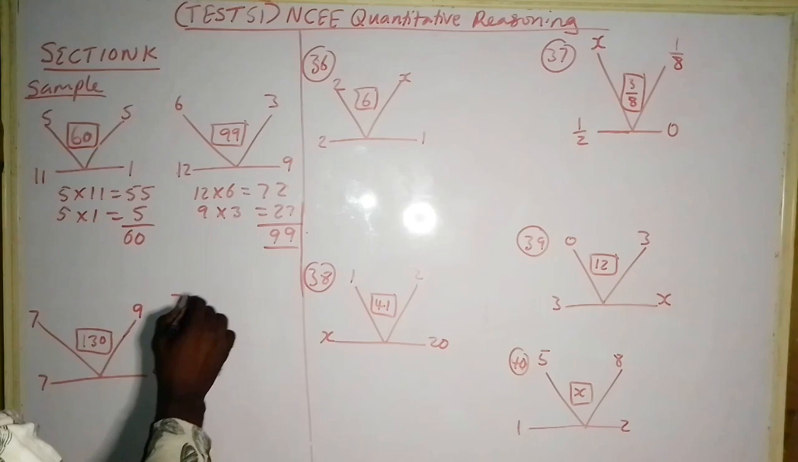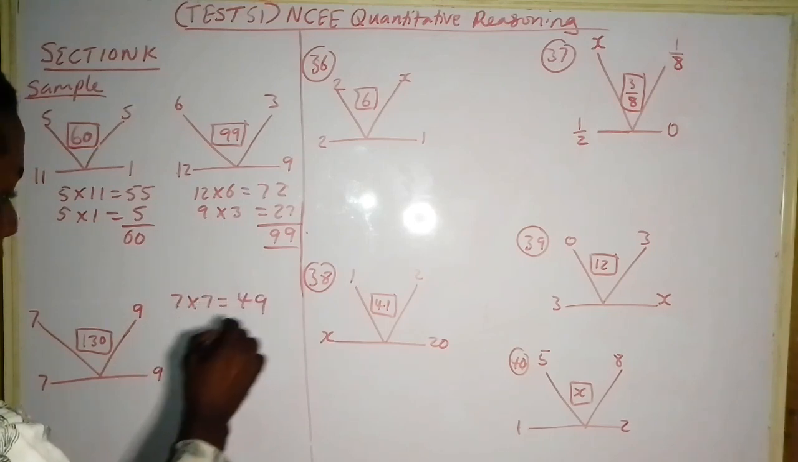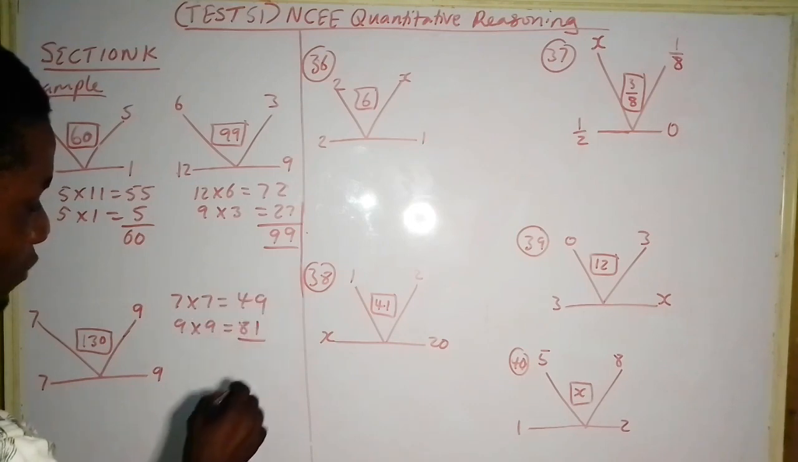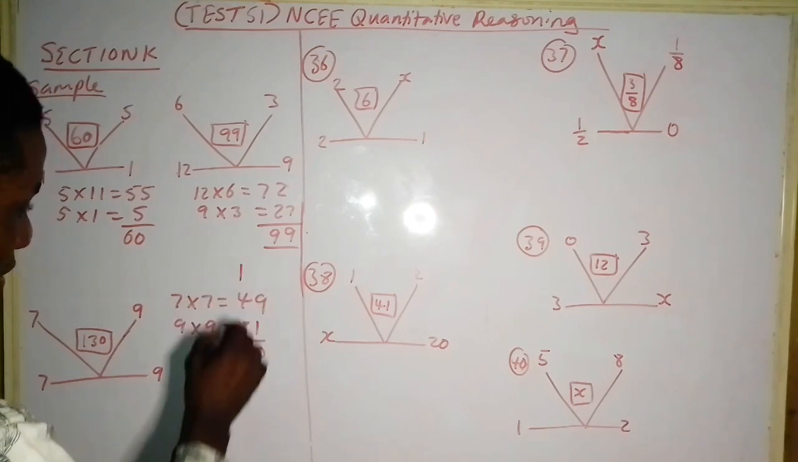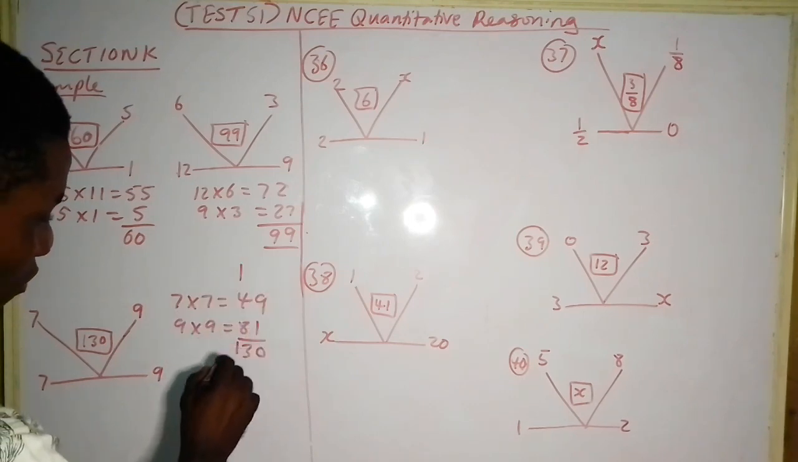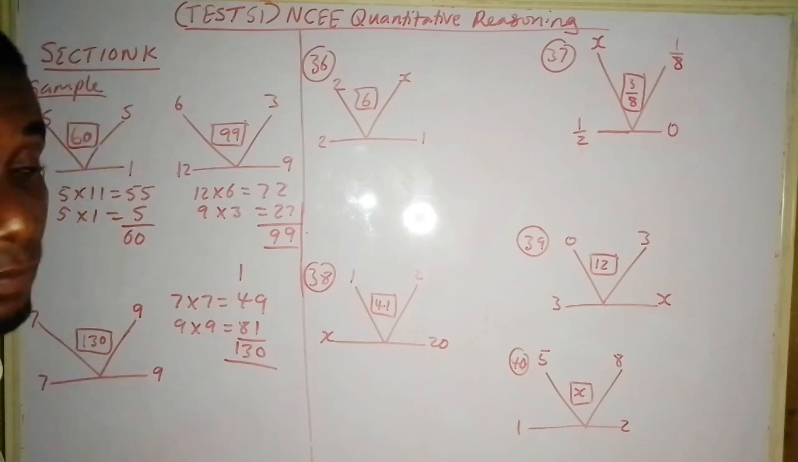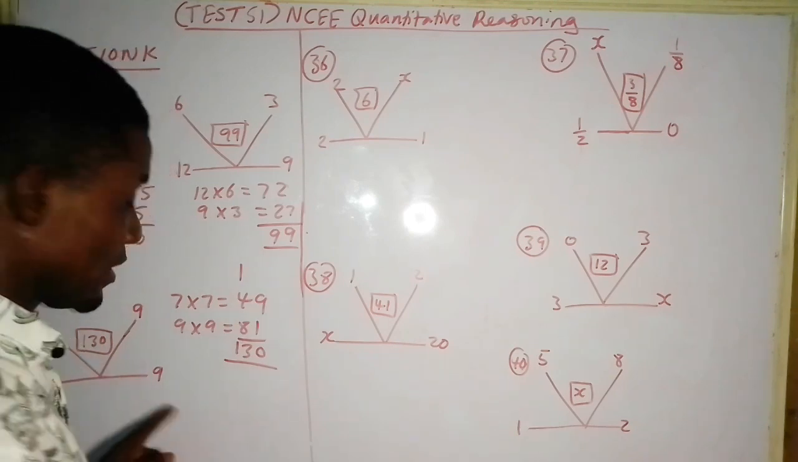So the next one is 7 times 7, that's 49. And 9 times 9, that's 81. Now 81 plus 49, this is 10, 5, 130. And that's the 130 inside this box here.